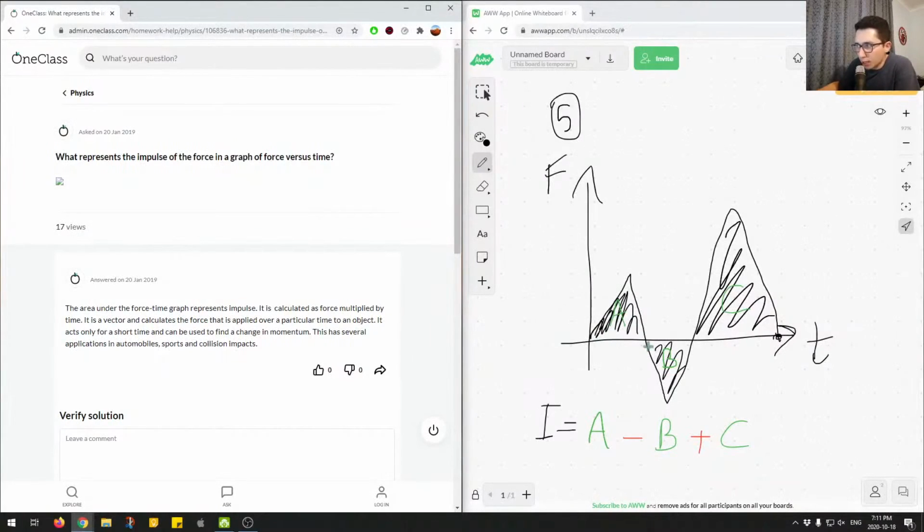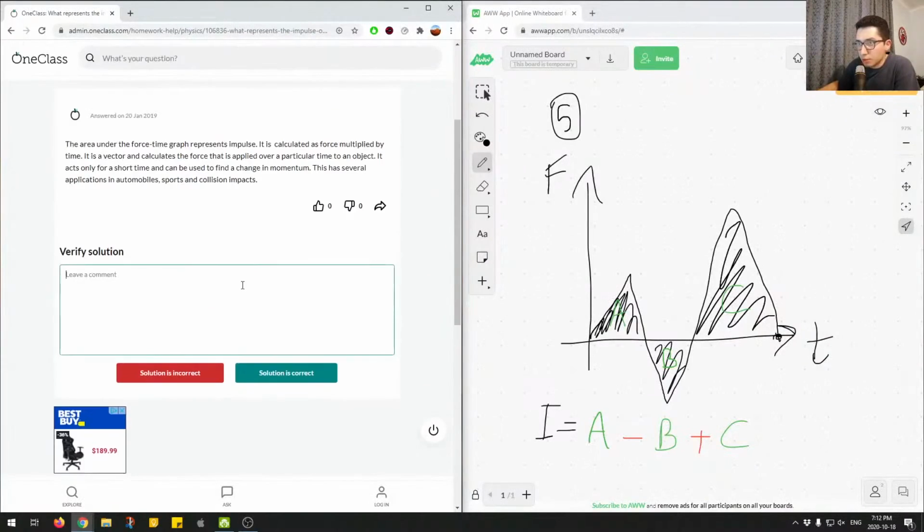And if the areas are just triangles, you would just use the area of a triangle, half times base times height, and so on. So this is the correct answer. Great job. And we'll mark this as correct.